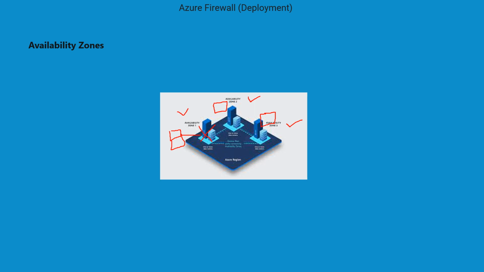As the firewall scales, it creates instances in the zone it is in. So if the firewall is in zone 1, new instances will be created in zone 1 only. If the firewall is available in 3 zones, that means the instances will be across 3 zones as it scales.